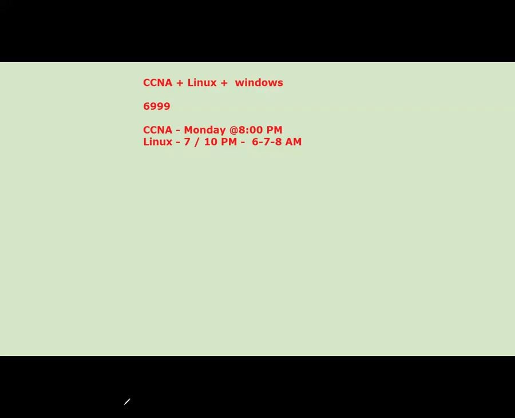Now, who should go with CCNA first and who should go with AWS first? See, if you know how to use a computer and if you know how to use the internet, you're 100% eligible to go with this particular package, either the AWS and Linux package or the CCNA and Linux package, because I'll be starting everything from basics, from scratch. But the question here is, at what time are you available? If you're available at 9 a.m. in the morning, you can start with AWS. If you're available at 8 p.m. in the evening, you can start with CCNA.